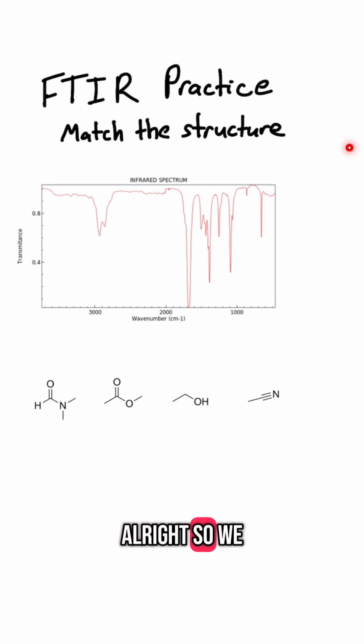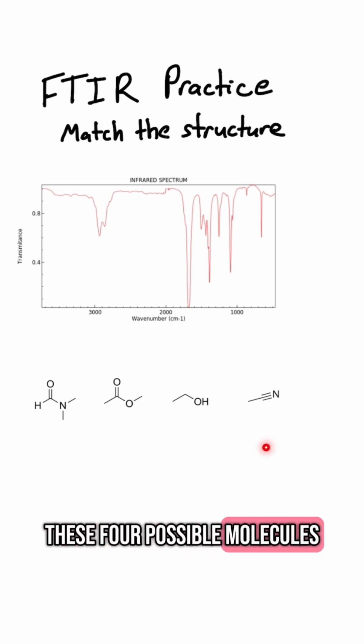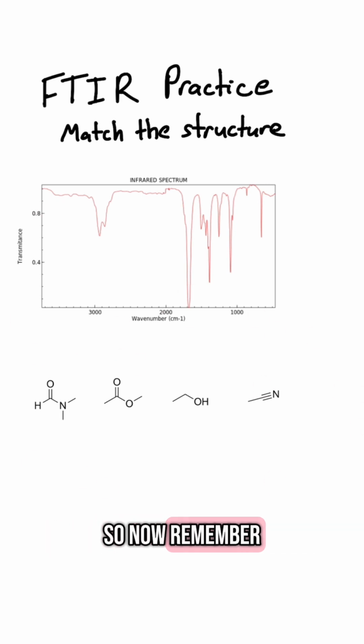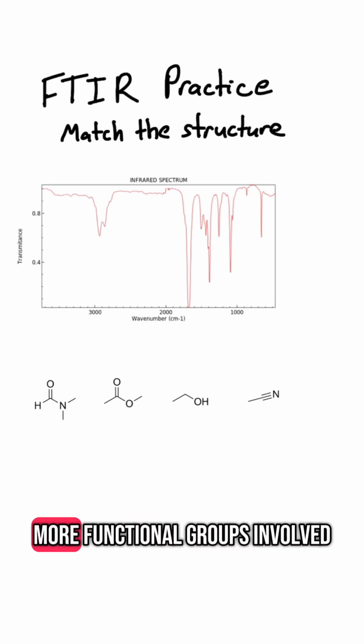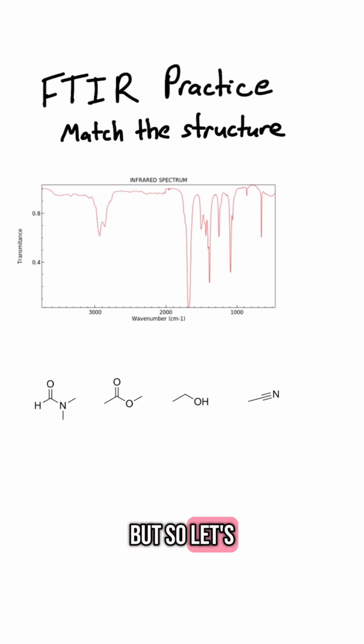All right. So we have this FTIR spectra here. And then we have these four possible molecules. So now remember, FTIR is qualitative, not quantitative. So it can only tell us the kind of functional groups that are there. If we have two of the same functional group, it can't generally tell us which one is which unless there are more functional groups involved. But let's see if we can get through this.